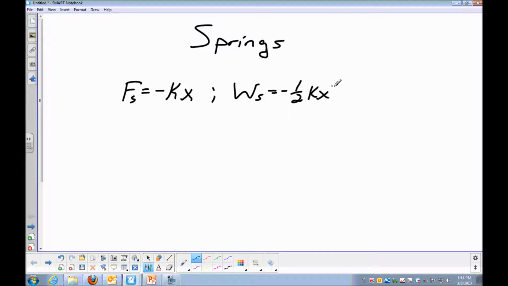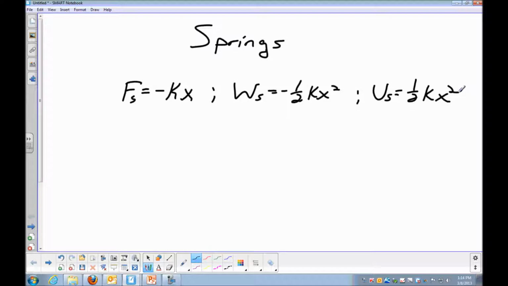And I'm not going to talk about the potential energy of the spring, which is just the negative of the work equation, if I can write correctly. I'm not going to talk about any of these things.